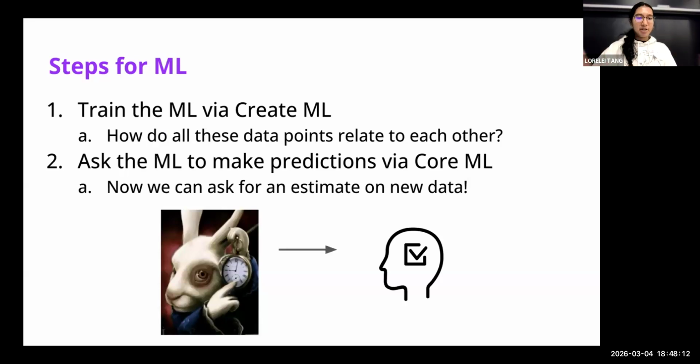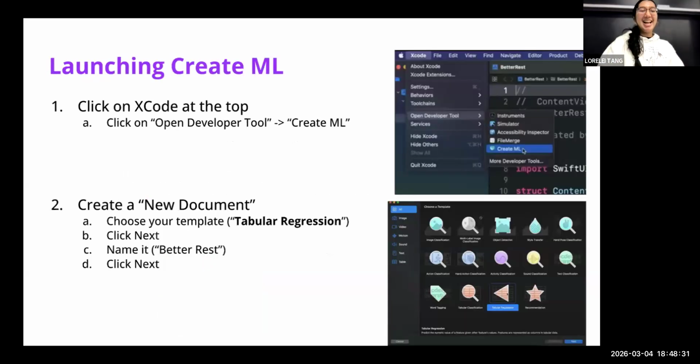So to sum up, you train the ML via Create ML, that's the tabular regression stuff. And then you can actually use that ML to make predictions using Core ML. So in our project later on, we'll see that Mark uses Core ML to predict your sleep, wake up time or something. Okay, so if you wanted to create your own ML, you're going to go to Xcode and you'll see Open Developer Tool at the top of the settings. And then you can go to Open Developer Tool and Create ML.